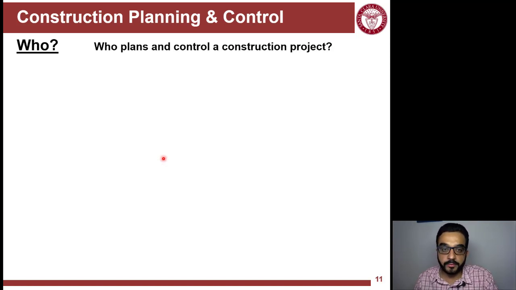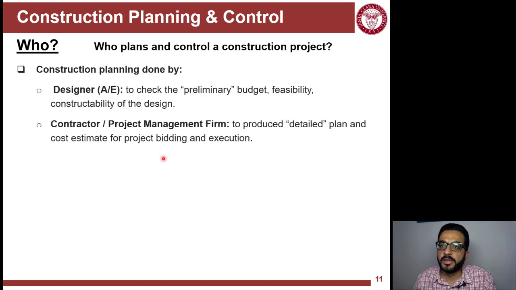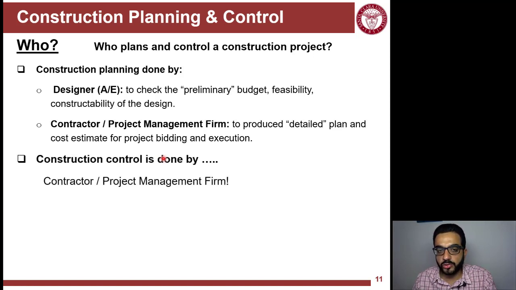So who is involved in construction planning? Construction planning is done before the project starts, and it's done by the designer or the architect and engineer. The purpose here is to get a preliminary understanding in terms of budget and how long it will take. But the detailed planning is done by the contractor or the builder. And then construction control is done mainly by the builder to make sure that the plan they had is followed and any corrective actions are taken.